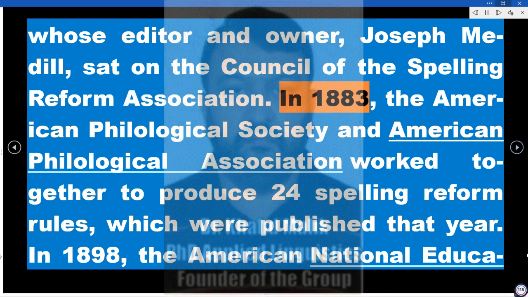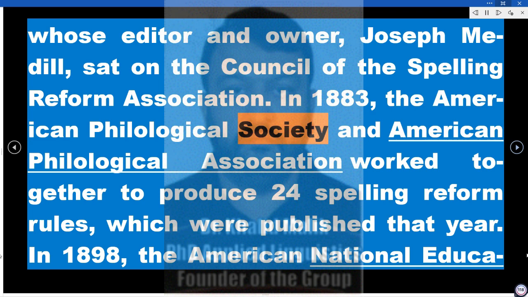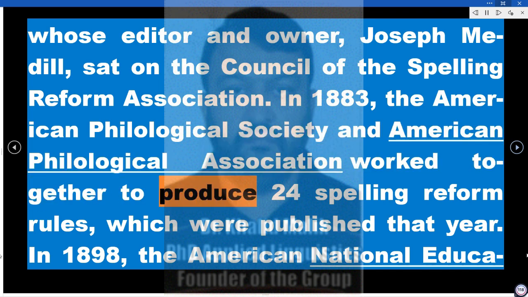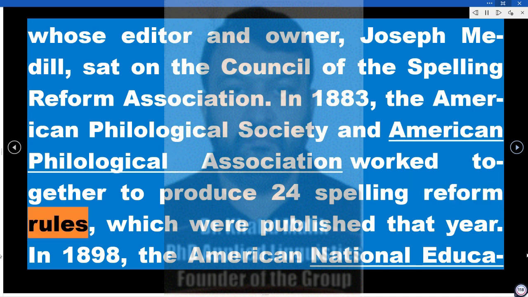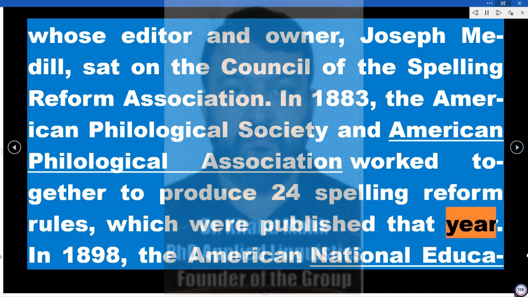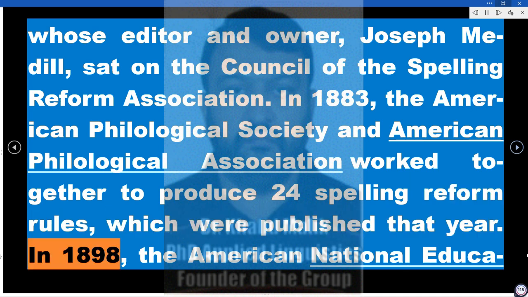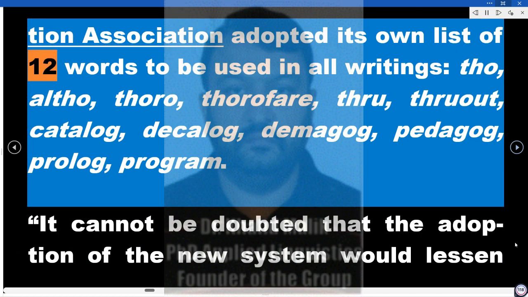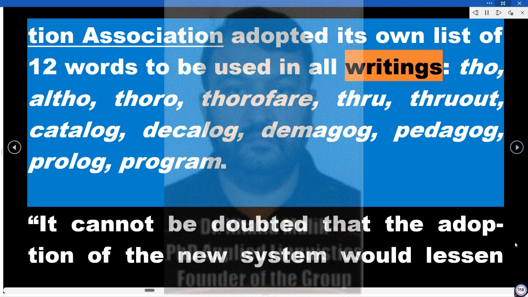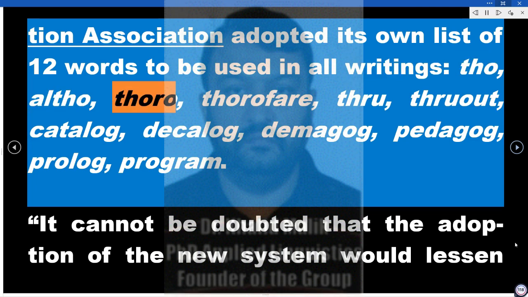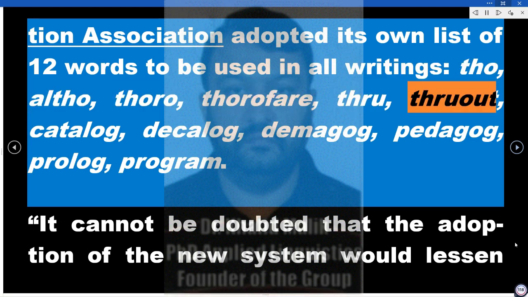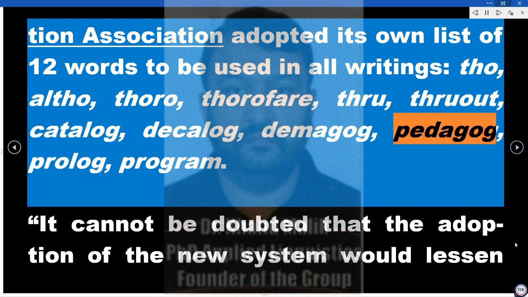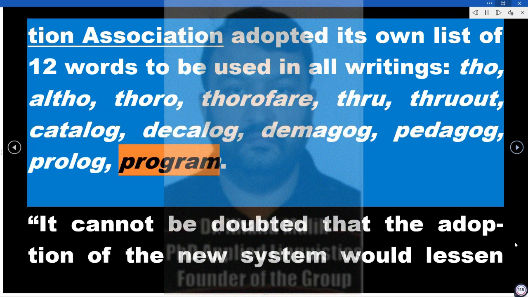In 1883, the American Philological Society and American Philological Association worked together to produce 24 spelling reform rules, which were published that year. In 1898, the American National Education Association adopted its own list of 12 words to be used in all writings: though, altho, thorough, thoroughfare, throughout, catalog, decalogue, demagogue, pedagogue, prologue, program.